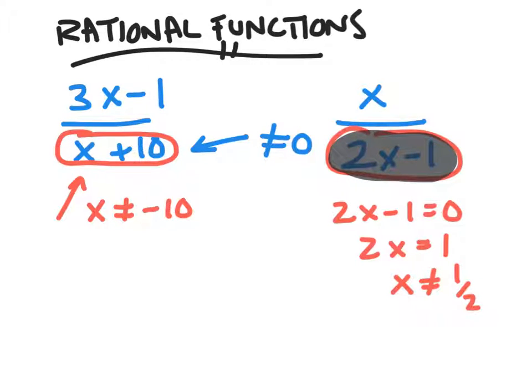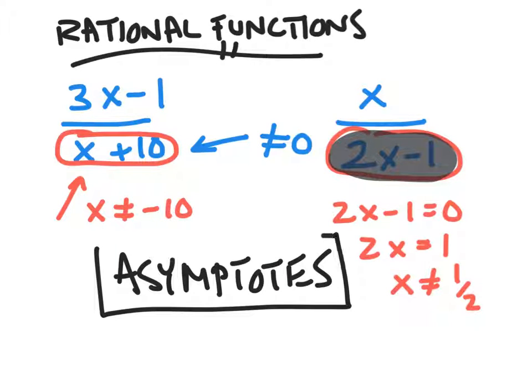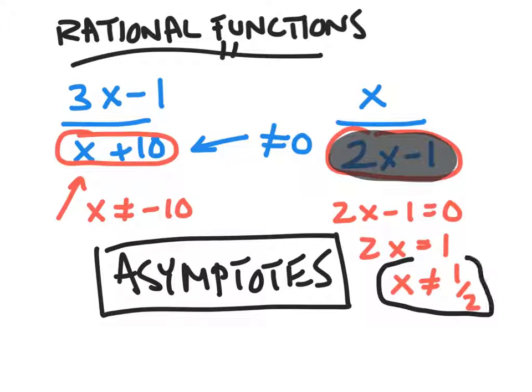This forms what we call asymptotes. And these are lines that divide and break up the graph because we are not allowed to use certain values in that graph. And we'll look at that a little bit more.